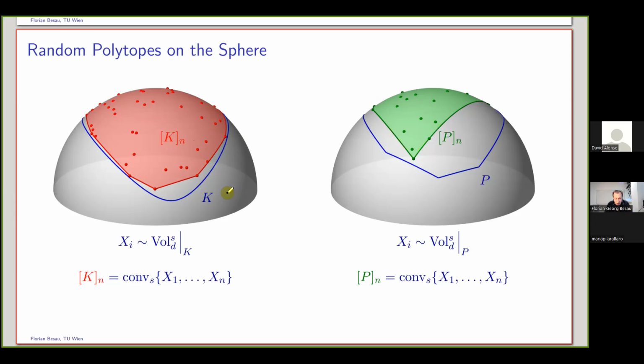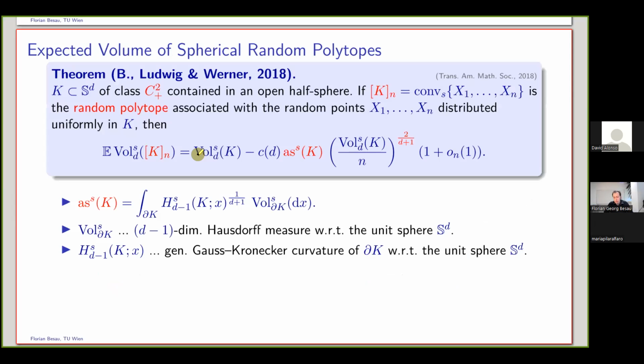Okay, so either we are looking at a convex body or at a polytope inside an open hemisphere, and then we can just define the random polytopes as a convex hull of random points, where we draw the points again uniformly with respect now to the spherical volume measure, the spherical Lebesgue measure. And then you can study the same questions. You can ask, what about the volume of these random polytopes?